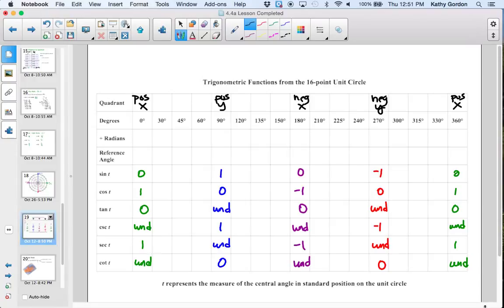So now it's the 3 angles that happen in between those that are within certain quadrants. So obviously 30, 45, and 60 are in quadrant 1. 120, 135, and 150 are in quadrant 2. 210, 225, and 240 are in quadrant 3. And 300, 315, and 330 are in quadrant 4.